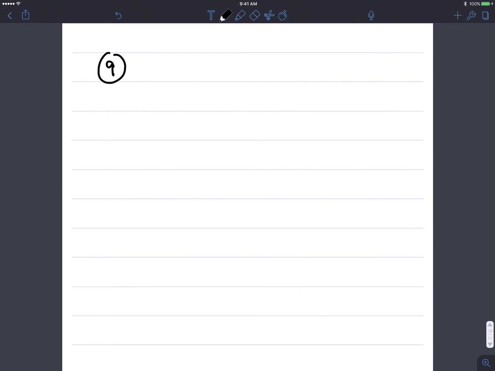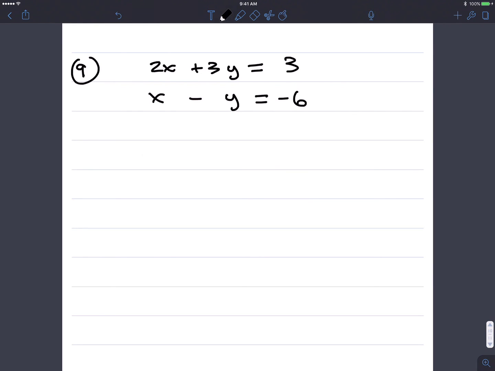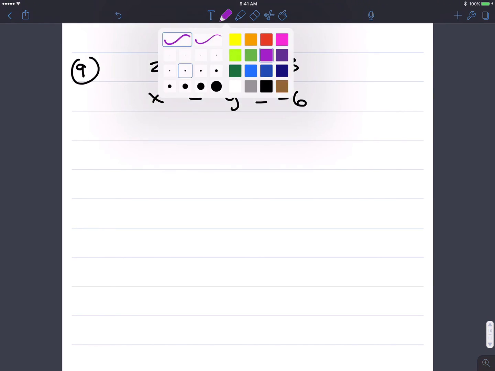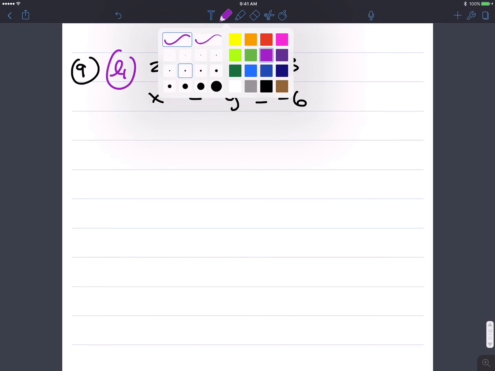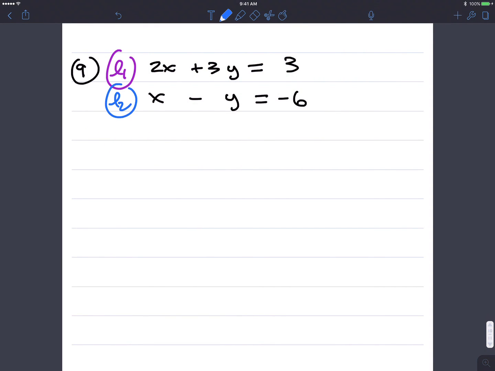Number 9. 2x plus 3y is 3. x minus y is negative 6. Okay. I'm going to draw the first line in purple, and you're going to draw the second line in blue and find the point of intersection. So let's get to work and solve each equation for y.